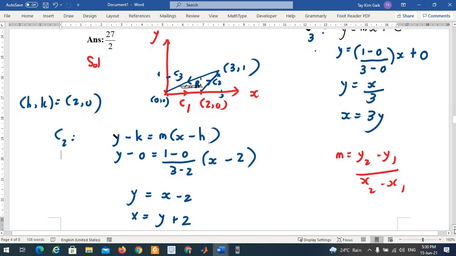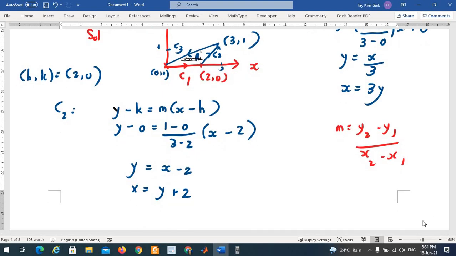Because we want to use dx dy, make x the subject. So this one is the upper limit, and this is the lower limit.